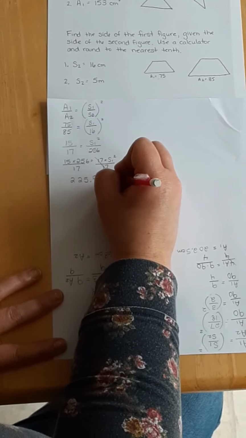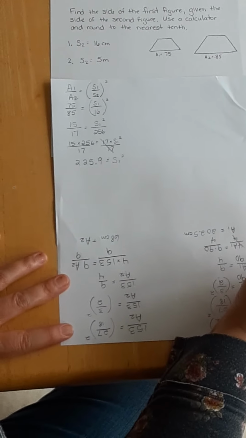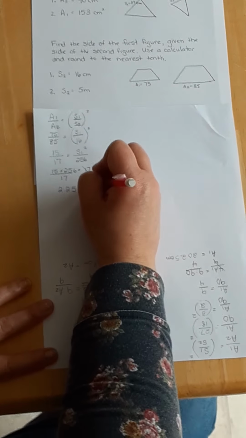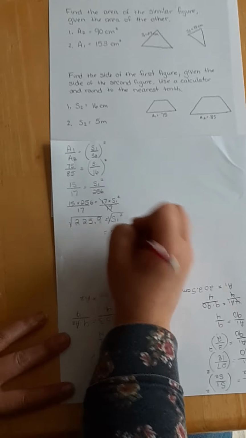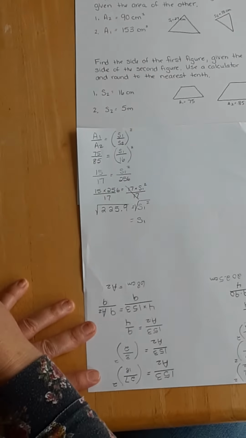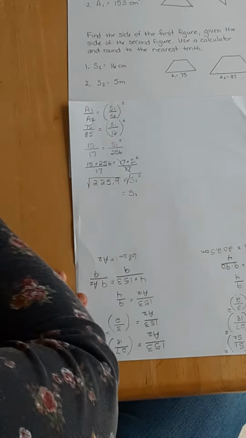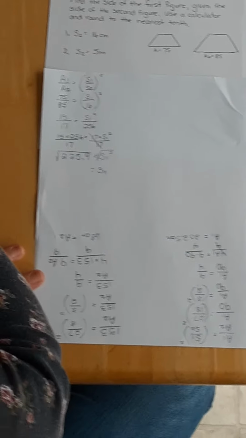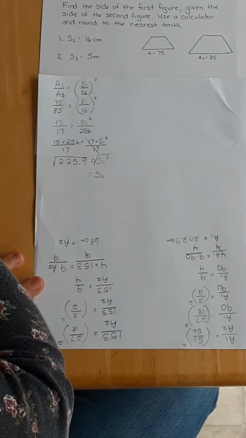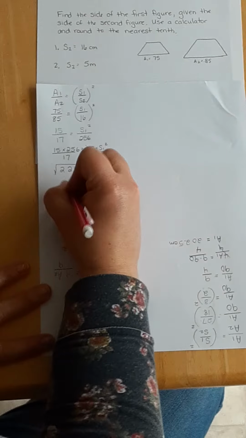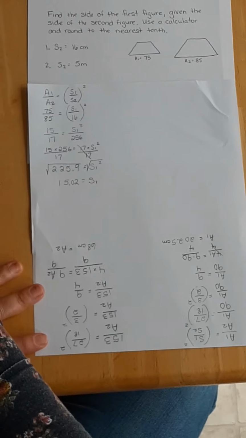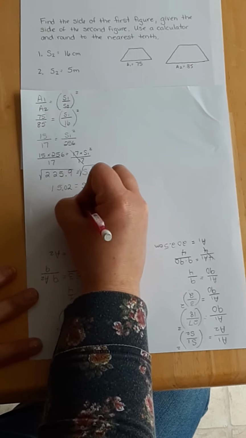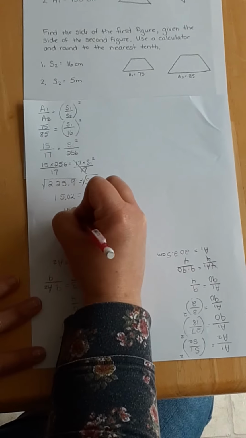Okay, then I have S1 squared. How do I get rid of the square? That's right, take the square root of both sides. So once I do that, I get S1. I'm going to use my calculator to figure out what the square root of 225.9 is. And I end up with 15.02, and it continues on, so we're going to say roughly it's 15.